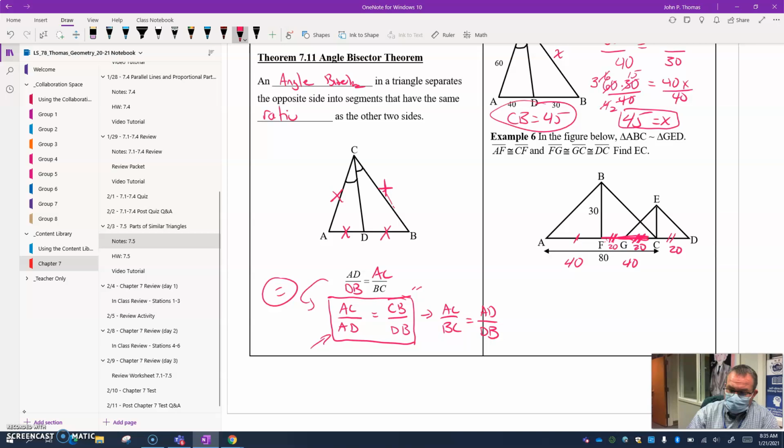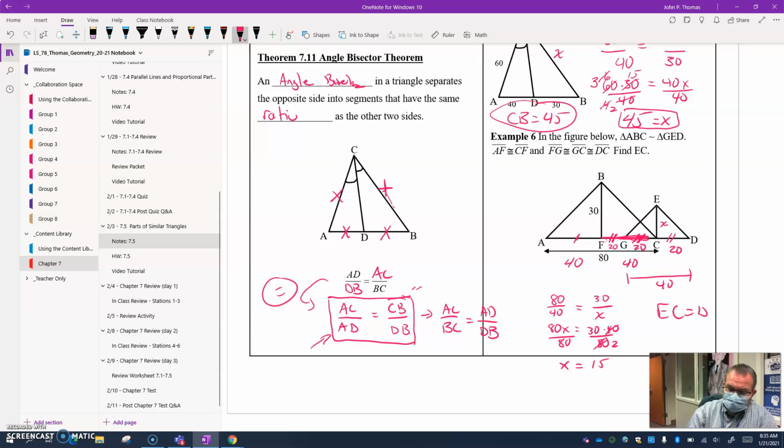All right, it tells me to find EC. So what I'm going to use is the bottom of this one, which is 40, and the bottom of the big one, which is 80. So I have 80 over 40 equals, and then I'm going to compare, as we go through, their medians. So equals 30 over X. And the X is the EC. So if I cross multiply, I have 80X equals 30 times 40. Divide by 80. 40 goes in there twice. 2 goes into 30, 15. And I get X equals 15. So the EC is 15.